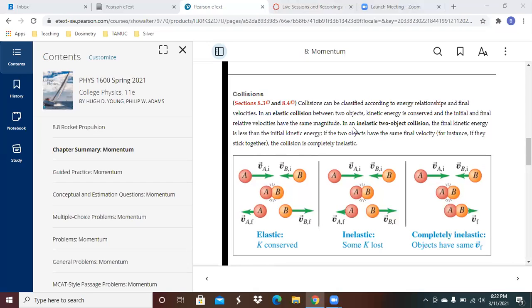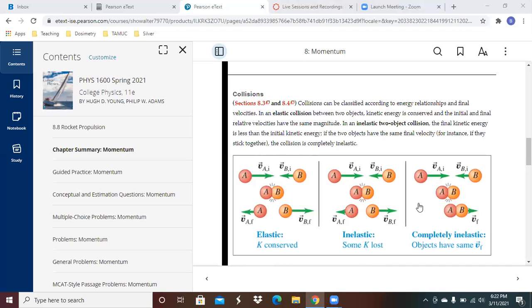Now, in an inelastic two-object collision, the final kinetic energy is less than the initial kinetic energy. So you've got the same situation where they come in, they collide, boom. And with an inelastic collision, that means you don't have the same amount of kinetic energy that you started with. So you can see how this vector is a little bit smaller than this one, and this vector is a little bit larger than that one.